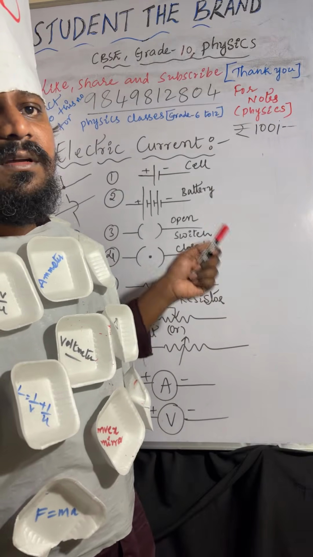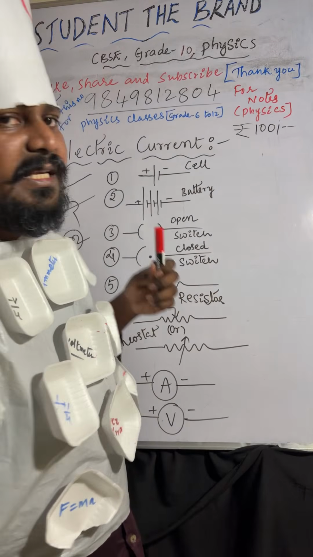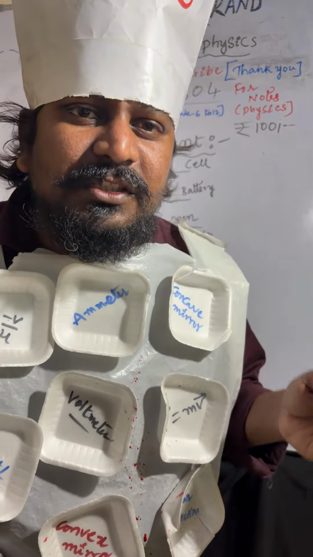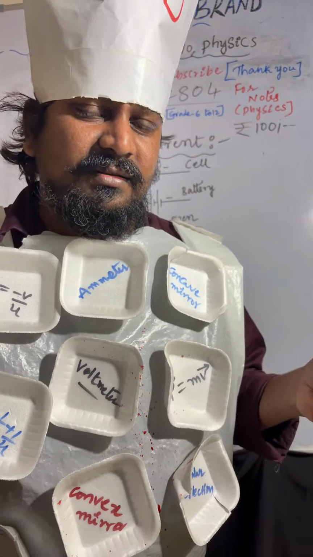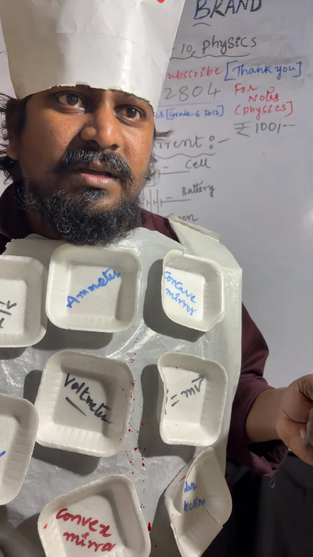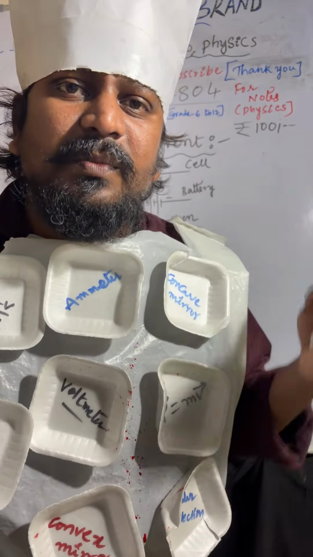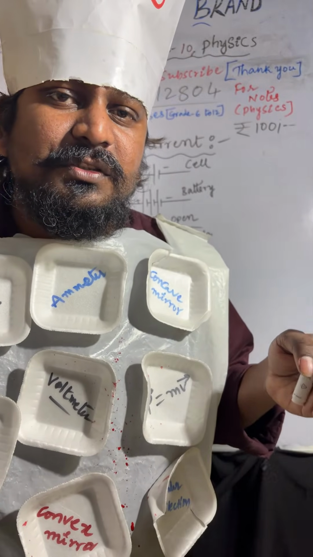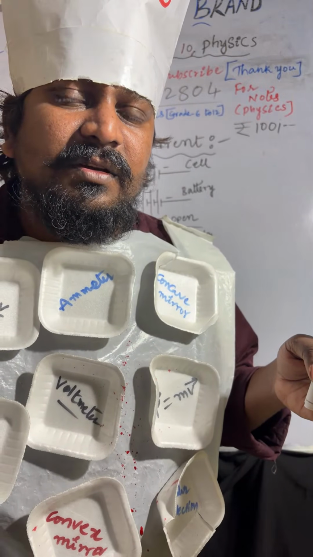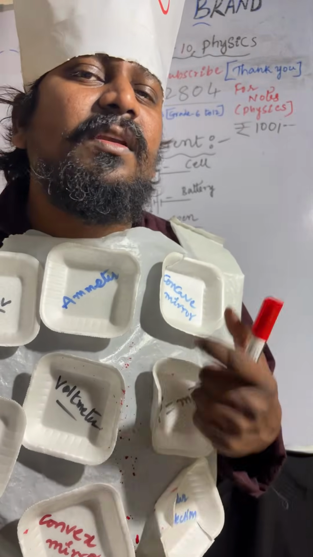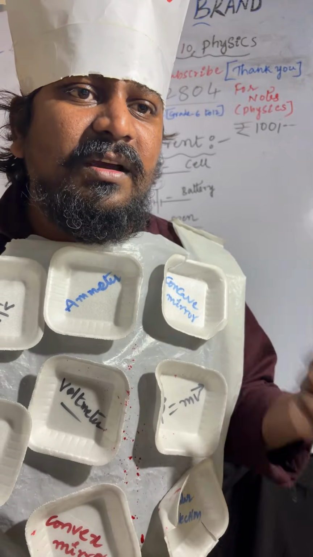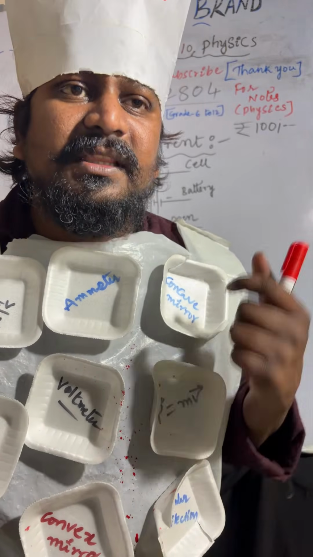Here you can observe, a resistor is a device which is used to oppose electric current in the circuit. Resistance is the phenomenon of opposing the electric current.